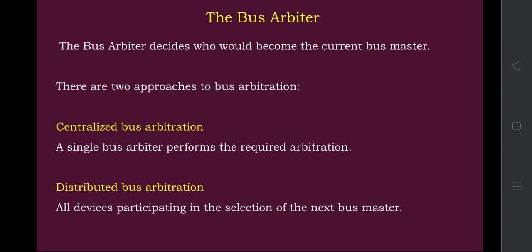That means the bus master is the one who gets the control of the bus, and all devices participate in one way or the other to select the next bus master. That is the procedure done by distributed bus arbitration. As the name implies, in centralized bus arbitration, it is given to a single device. Under the single device's control, the arbitration is chosen, but in the case of distributed bus arbitration, all the devices participate in the selection.